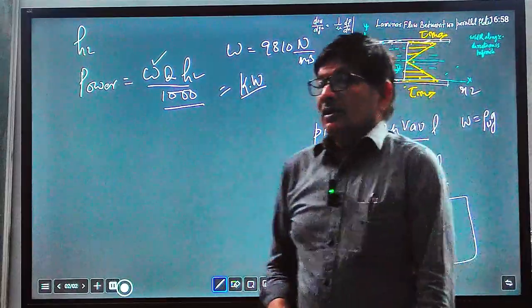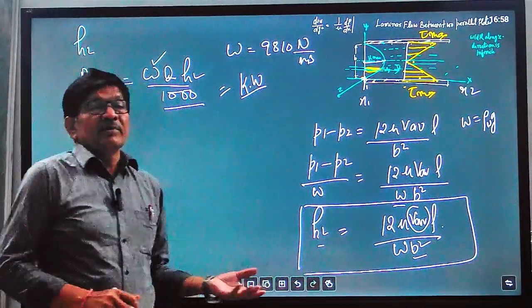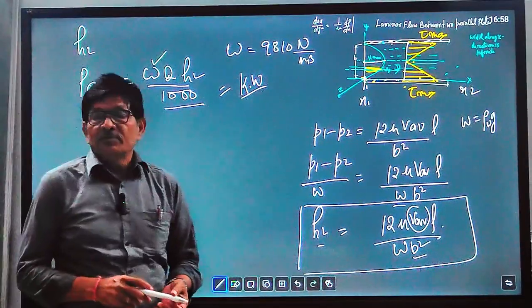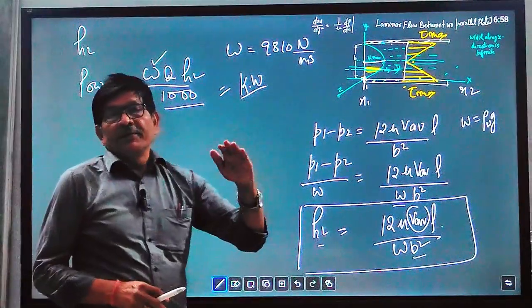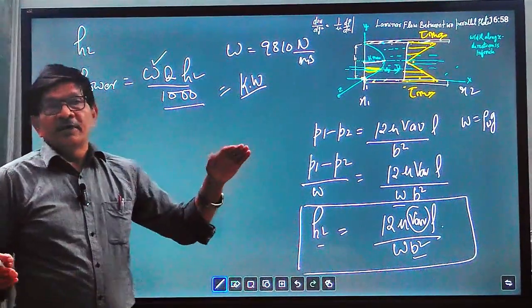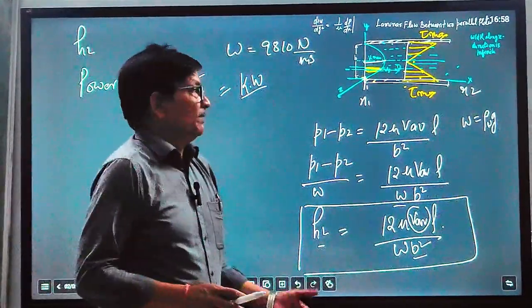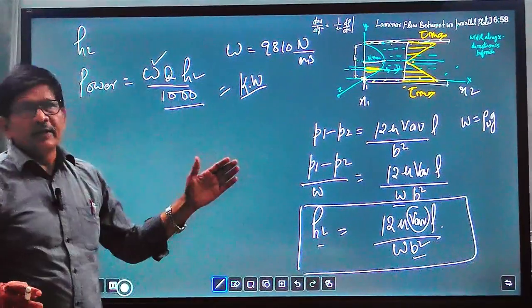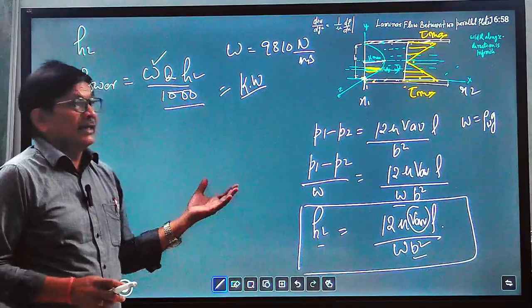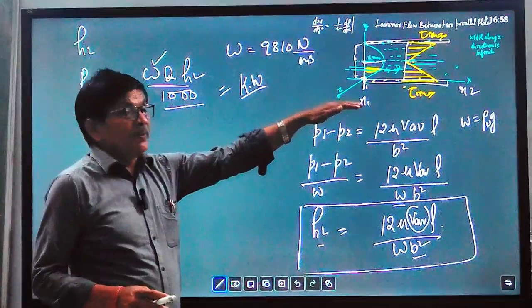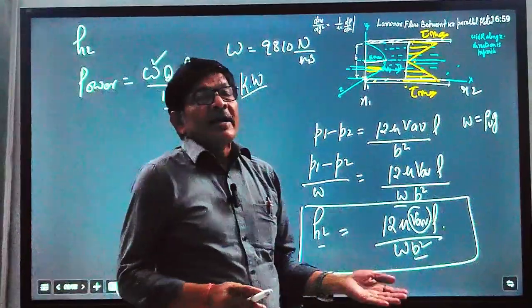In the next discussion, we will discuss the Hagen-Poiseuille equation derivation, laminar flow through a pipe. That is also almost a similar derivation. The only difference you will find is that here it is two parallel plates, and in the pipe it is a circular pipe.